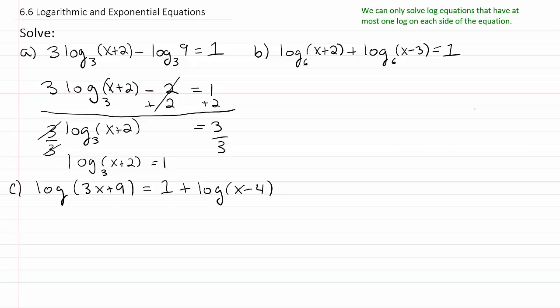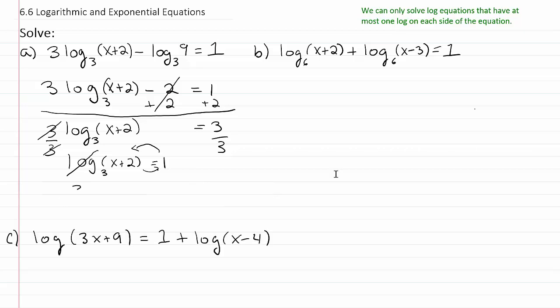Now from here, to finish up, all we're going to do, once we have one logarithm on the left, a number on the right, we can then just switch to exponential form to finish the problem. Exponential form involves canceling out the log and then switching the positions here and here. Remember, the base always stays the same. So we're going to end up having 3 to the 1 power is equal to x plus 2, or in other words, 3 is equal to x plus 2.